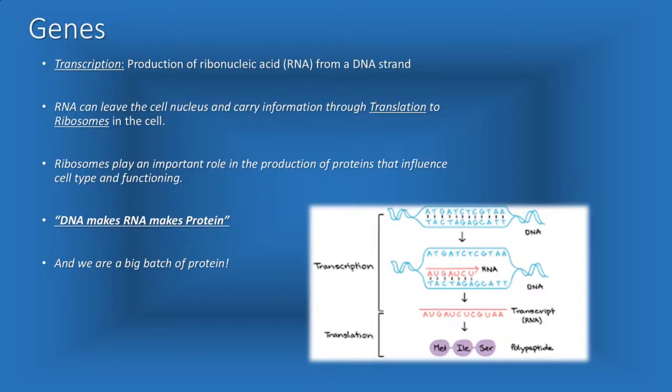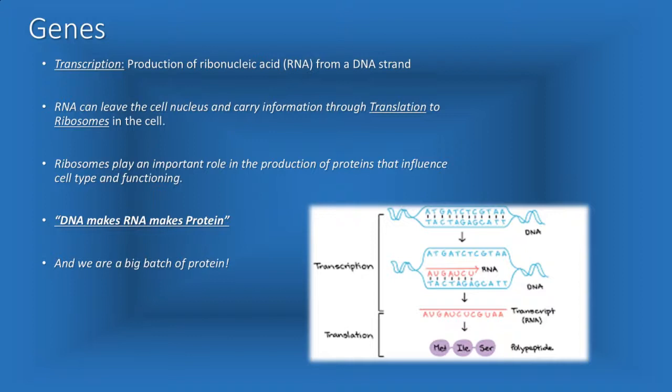So as mentioned, RNA can now leave the cell nucleus and carry information and translate it, a process called translation, to ribosomes in the cell. Now, ribosomes play an important role in the production of proteins that influence cell type and cell functioning. So at the end of the day, it's these proteins made by the ribosomes that make that cell what it is, that turn that cell into an eye cell versus a skin cell or a bone cell or whatever it might be. And that's all driven at the core by DNA.